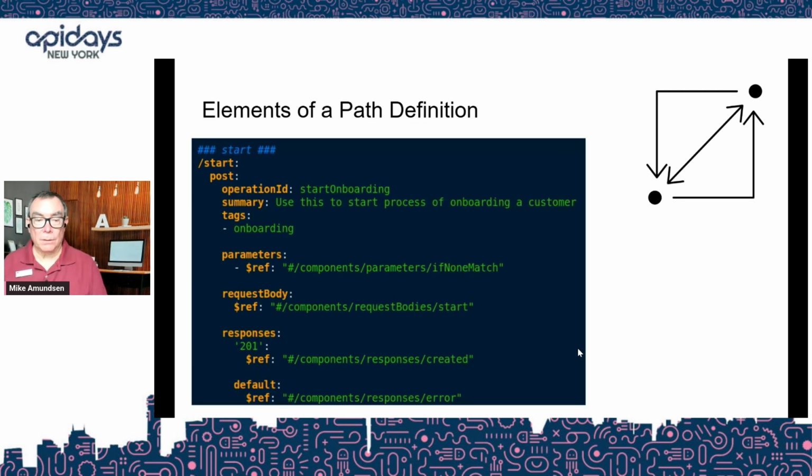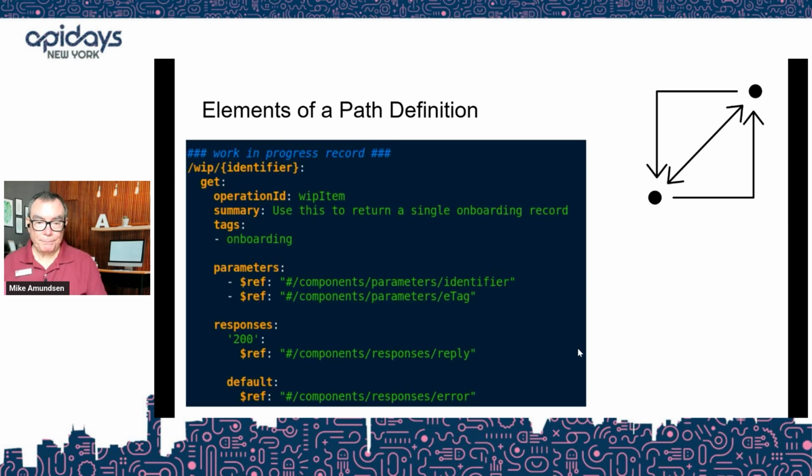Here's another example. With a start resource that has a post method applied, ID and summary, parameters, request body, and responses. Notice that there's been both an ID and a summary here. We used both of those for the AI as well. AI will use operation ID as a key element.